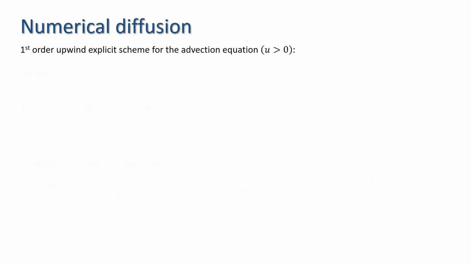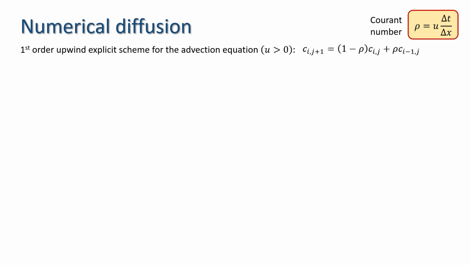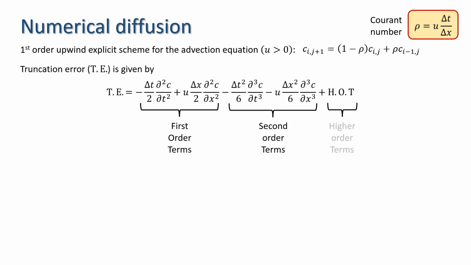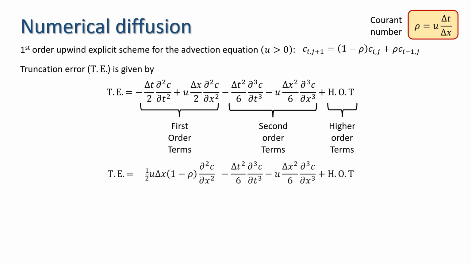Here we have the first-order upwind explicit scheme for the advection equation, for which we must have u greater than 0 to preserve the upwinding. In the video on consistency in numerical diffusion, we saw that the truncation error of this scheme is given by this equation. We also saw that the first-order terms could be written in terms of d2c by dx squared, giving this equation, which highlights the way that the first-order terms resemble a diffusion term.